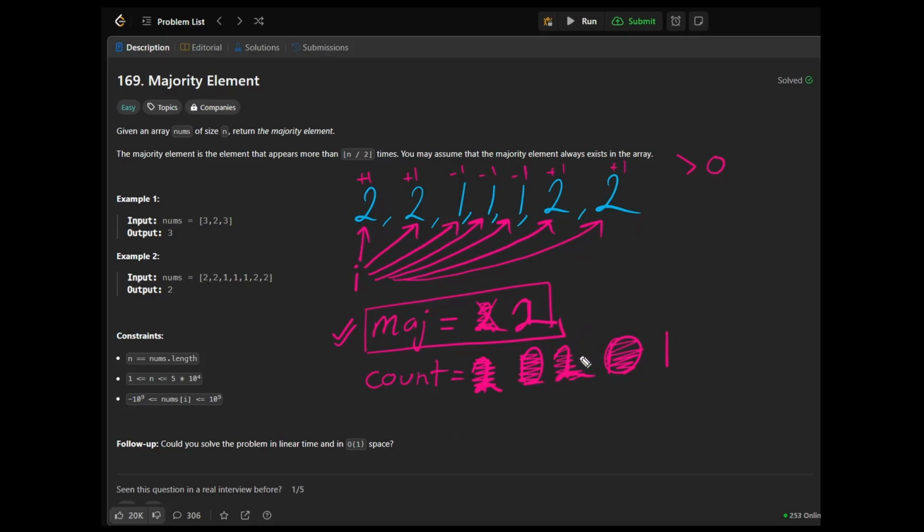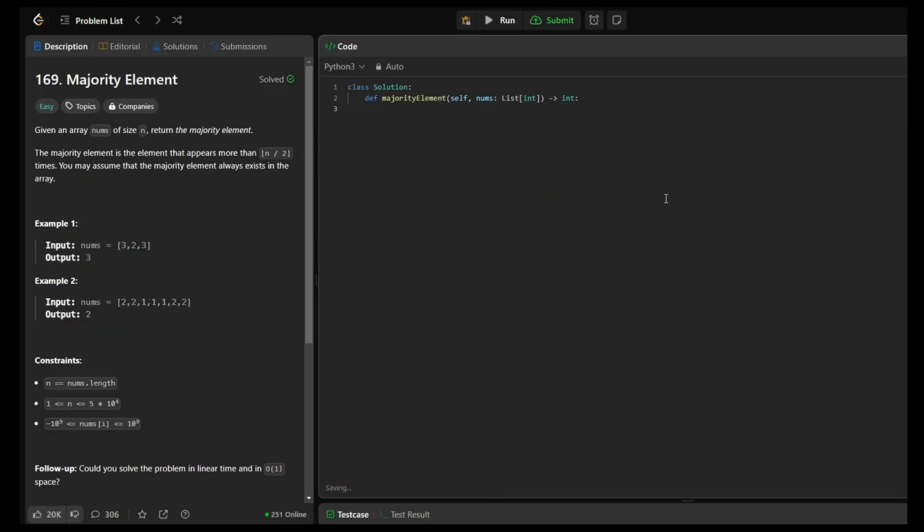Now let's take a look at the code implementation. I'm in the code editor. I am given this function majority element, and as an input I am given numbers. It's an array, and I need to return the majority element. The first thing, I would like to assume a majority. So let's say majority equals nums of 0. This I would assume is a majority. The next thing, I would keep a count, assign it to 1.